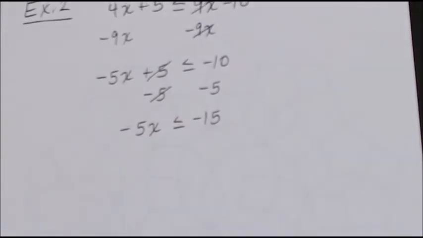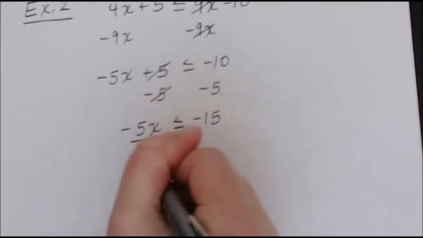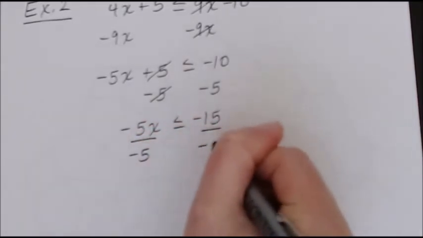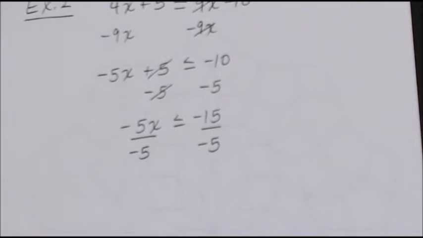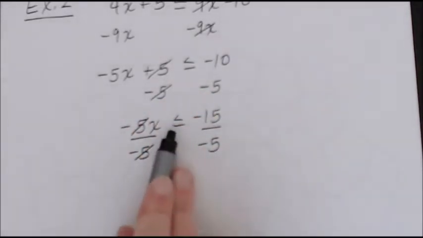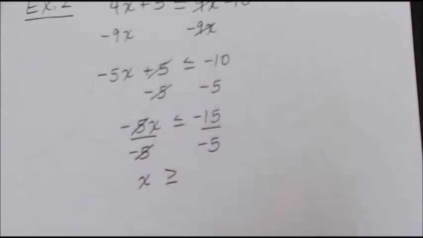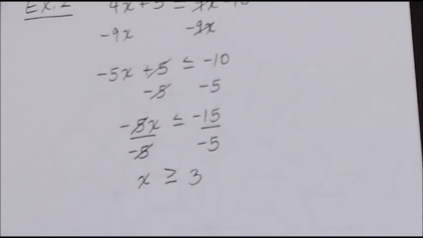Now I need to get the x by itself, so I'm going to divide by negative 5. And you may remember this little caveat: when you divide or multiply by a negative number, it doesn't matter what the number is that you're using, but when you multiply or divide by a negative number, you have to flip the inequality sign. So instead of being less than or equal to, it's going to now turn into greater than or equal to. Negative 15 divided by negative 5, of course, is 3. So my solution to this inequality is x is greater than or equal to 3.